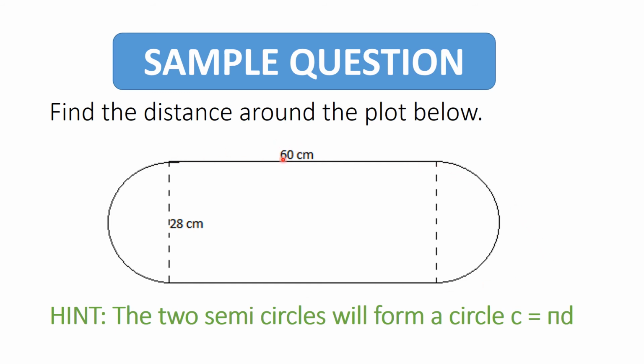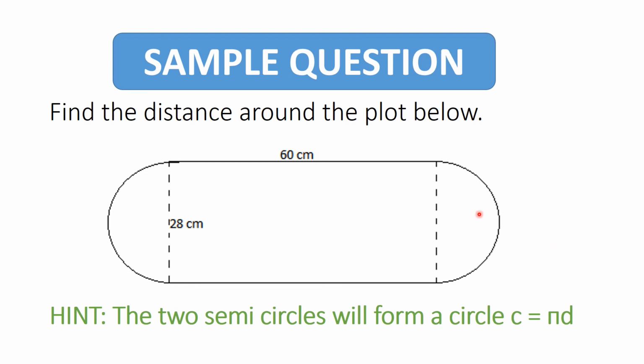A clever person will say, from here up to here is 60, and here up to here is the same, so 60 and 60. 28 is here, and also here is 28. The diameter is 28. The only parts that are missing are this side, which is a semicircle, and this other side, which is a semicircle, and they have the same diameter, 28. Because we are finding the distance around the plot, we're not interested in anything inside. Just combine these two semicircles and they will form a full circle.